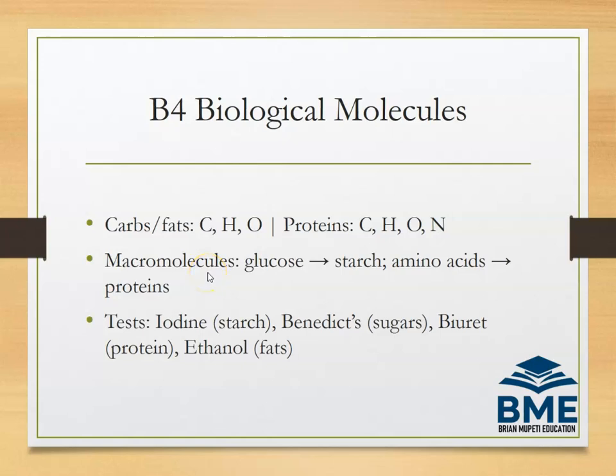Macromolecules are large molecules like starch and proteins. These macromolecules are made from smaller molecules. For example, glucose, a smaller molecule, is used to make starch. Amino acid, a smaller molecule, is used to make proteins.